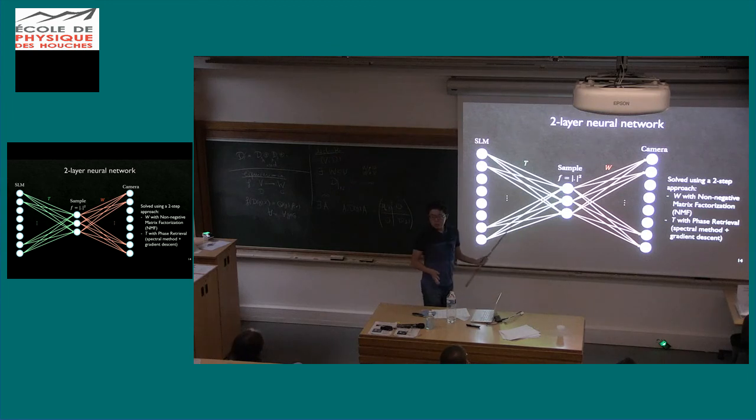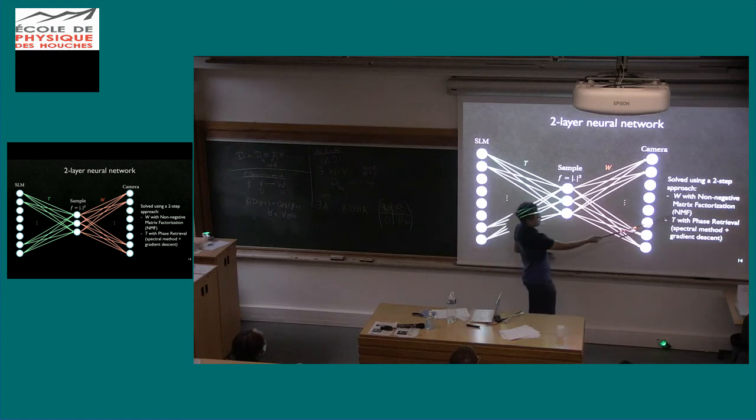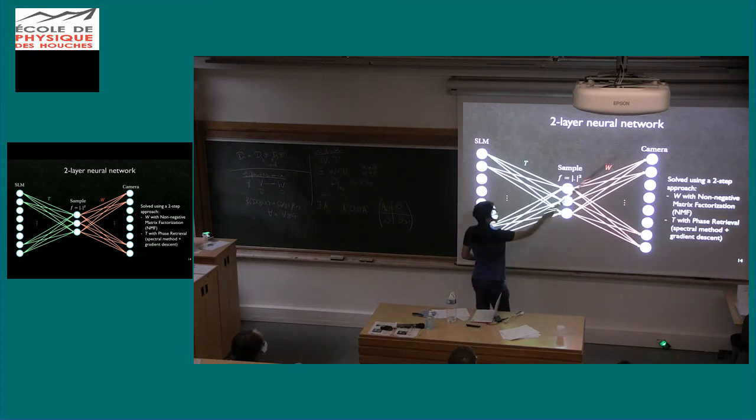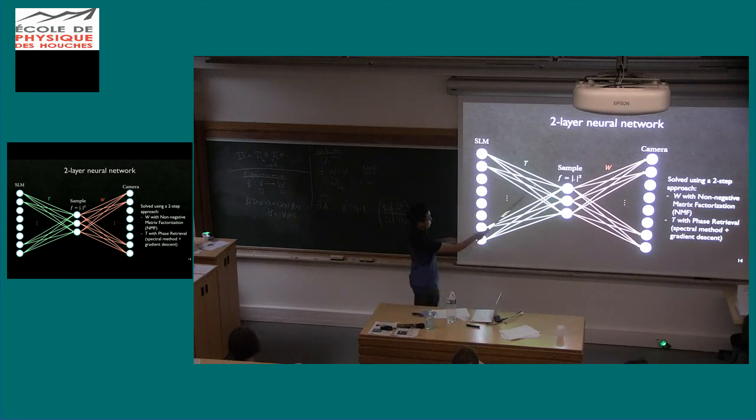I won't go too much into the math of how we do it, because we do it in a very naive way. We do it with a two-step approach. First, we see that this is positive and this is positive because it's just intensities. So we use matrix factorization because we have a sparsity constraint here. And then we use phase retrieval. So once we know this matrix, we know the activations here. And this is just a phase retrieval problem for each neuron in the middle.